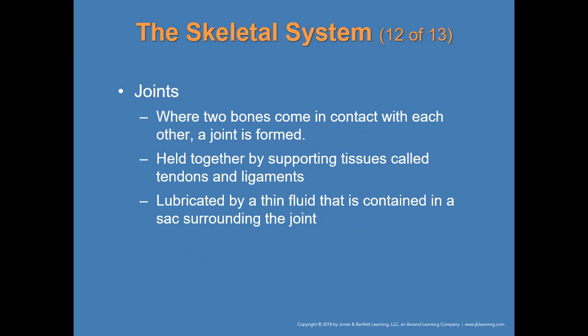So in between all these bones and all these connections, we have what's called joints. It's where 2 bones come together. We have different kinds of joints in our bodies. Most all joints are held together by tissues called tendons and ligaments, and around them is thin fluid that helps keep them lubricated.